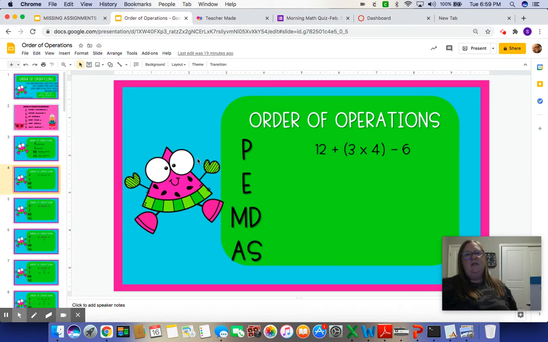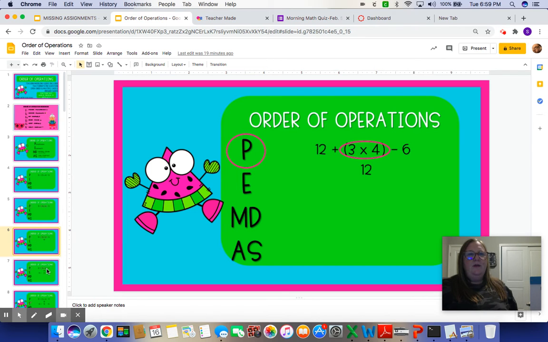Remember, P stands for parentheses. So of course, we're going to do what's in parentheses first. So we're going to do 3 times 4 first, because whatever's in parentheses gets to be first, always. They're kind of the line leader of the equation. So 3 times 4 equals 12.